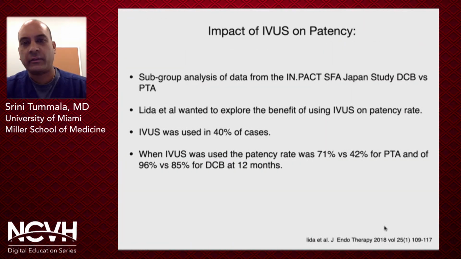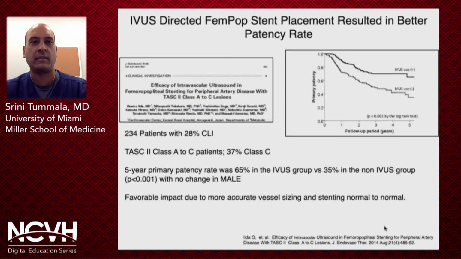There was a subgroup analysis of the IMPACT data, which was comparing DCB versus angioplasty. And Lita et al. wanted to explore the benefit of using IVUS on patency rate. IVUS was used in about 40% of cases. And what they found was that when IVUS was used, the patency rate was significantly better. It was 71% versus 42% for angioplasty and 96 versus 85% for DCB at 12 months. So it made a significant difference in this case.